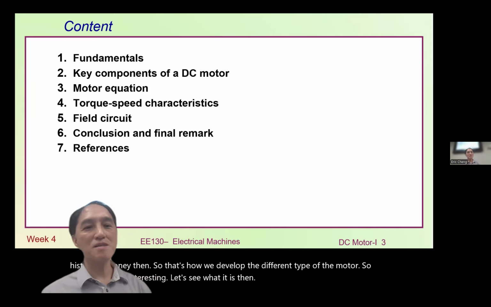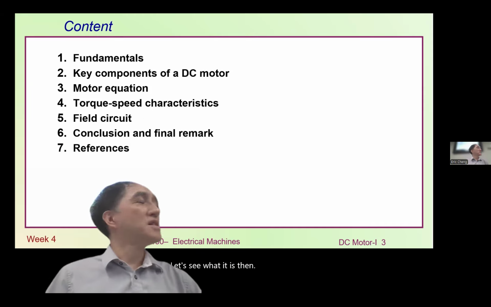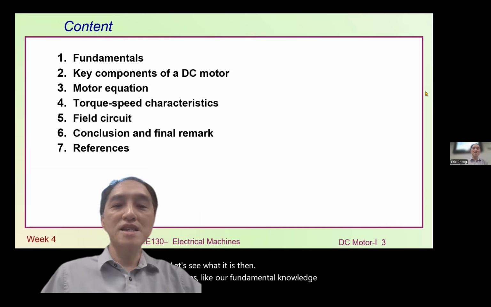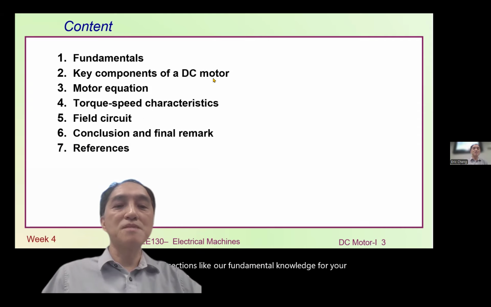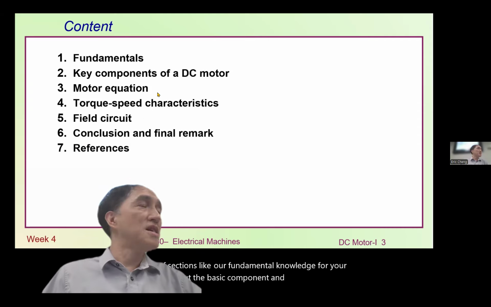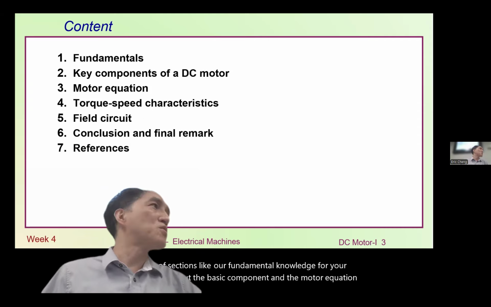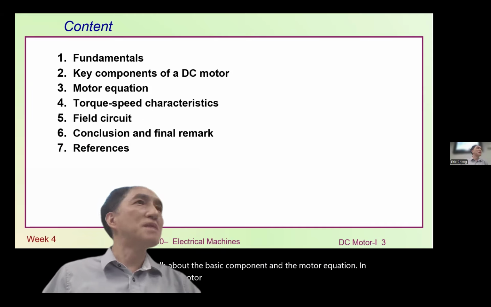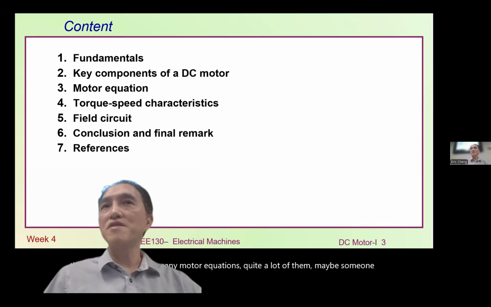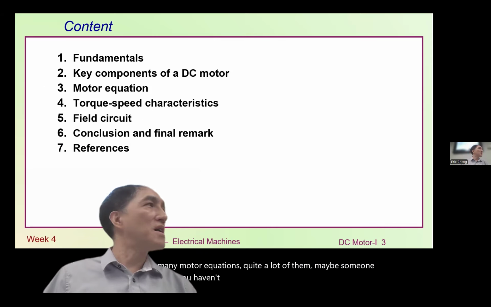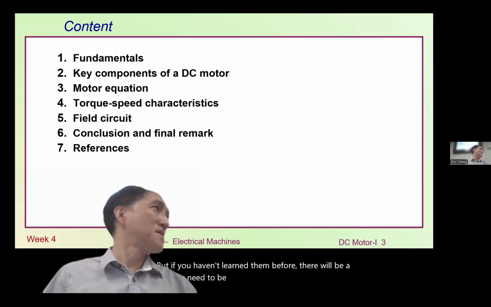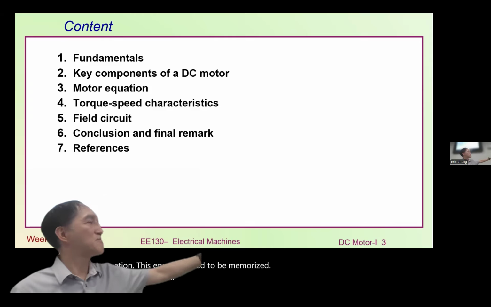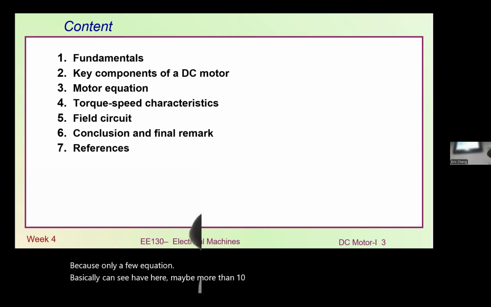So we'll cover a number of sections, like our fundamental knowledge of electromagnetics, and then we talk about the basic components and the motor equations. In this section, you can see many motor equations, quite a number of them. Maybe some of you have learned them, but if you haven't, there will be a number of equations. These equations need to be memorized, because there are only a few. Basically, I have maybe more than 10 equations here, but they're all important equations.